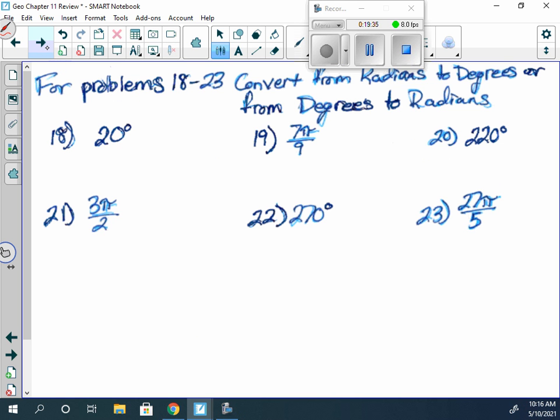18 through 23, to convert from degrees to radians or radians to degrees. So looking at number 18, is that a radian or degree measure? Degree. So if I want to convert it to radians, I take 20 and multiply it by what? Pi over 180.